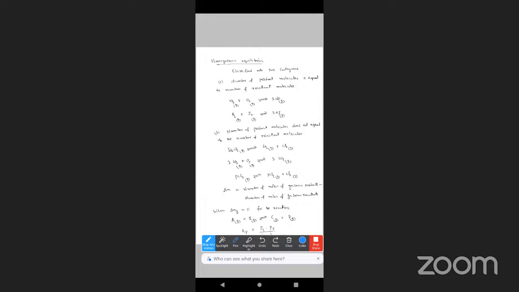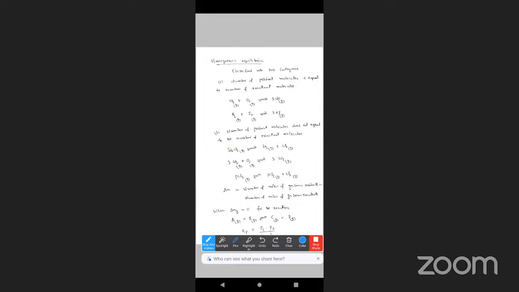And the number of product molecules does not equal the number of reactant molecules. Now, are the slides clearly visible? Yes, sir. Instead of doing the PPTs, I have written the notes. Later I will share them with you, so that you can read this synopsis and practice in your questions. So the number of product molecules does not equal the number of reactant molecules.